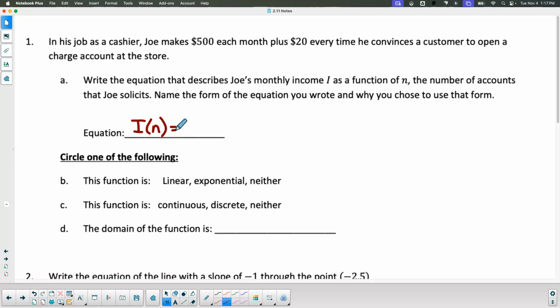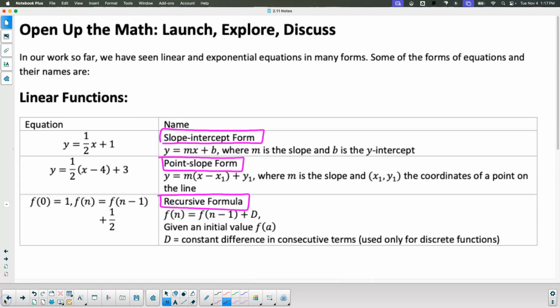Okay, why slope intercept? Let's think what we got. Okay, let's go back. What do we need in the slope intercept form? M and B, right? So the M would be our rate of change, right? What's our B value then? Our starting value, yep.